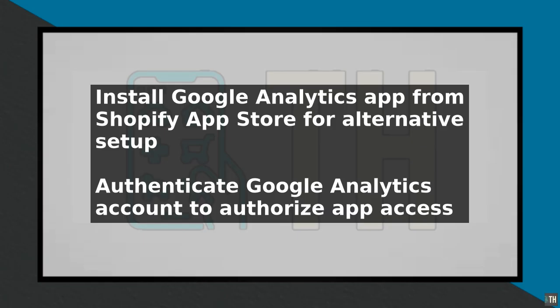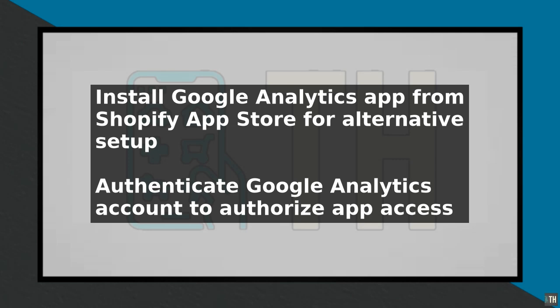Once you have set up Google Analytics, you can start tracking your website's traffic and behavior. You can view your analytics data by logging in to your Google Analytics account and navigating to the Reports section. Here, you can view metrics such as page views, bounce rate, and conversion rate.